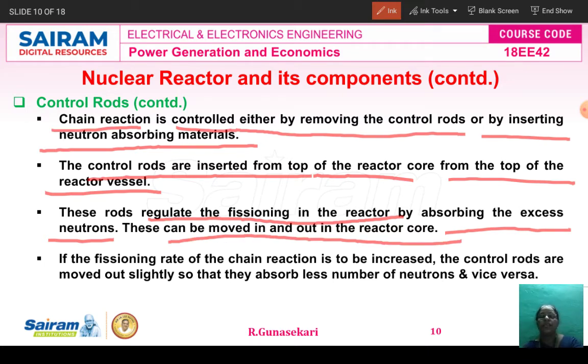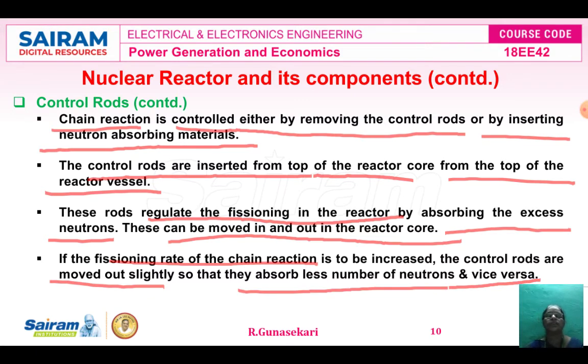If the fissioning rate of the chain reaction is to be increased, the control rods are moved out slightly. Therefore, the control rods absorb fewer neutrons, and vice versa. This is the function of control rods.